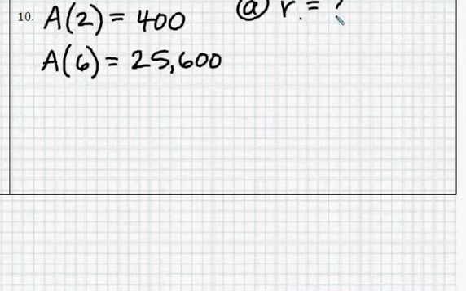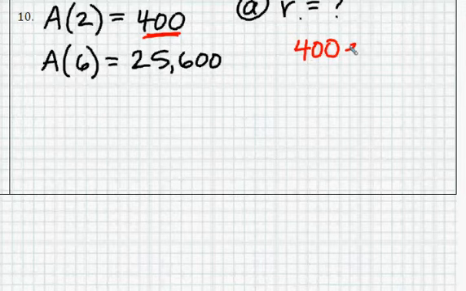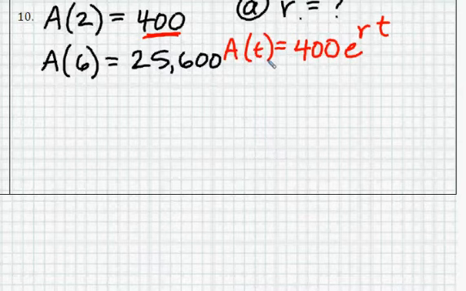I know that the initial population was not originally given to us, but we do know that there was 400 pieces of bacteria 2 hours in. So what we're going to do is make our 400 the P, the initial population. We're just going to pretend right now that 400 is our P. And we're going to multiply it by E to the R, we don't know what R is, RT. So right now we have A of T equaling 400 E to the RT.